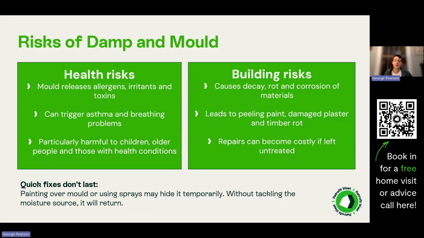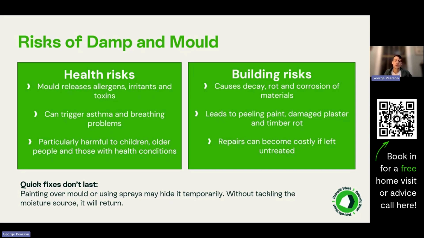But as I say, it's not just a health issue, it's also a building issue. Damp damages the fabric of the building. It can cause plaster to crumble. It can cause paint to peel off, timbers to rot. It can lead to rust or structural issues if left untreated.